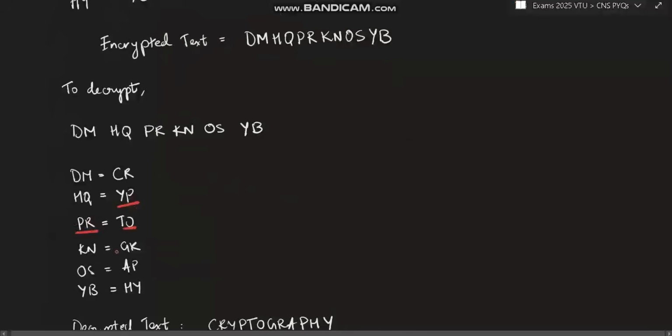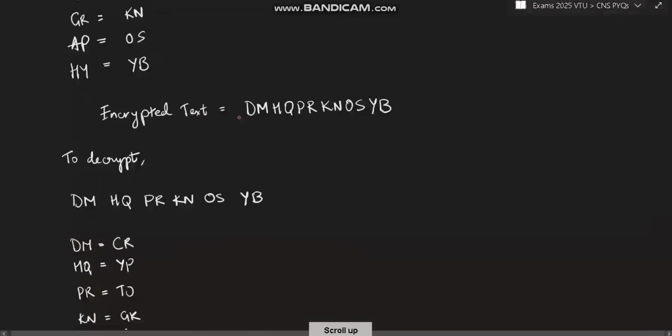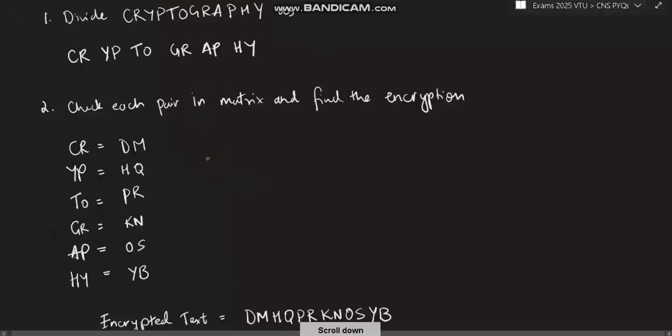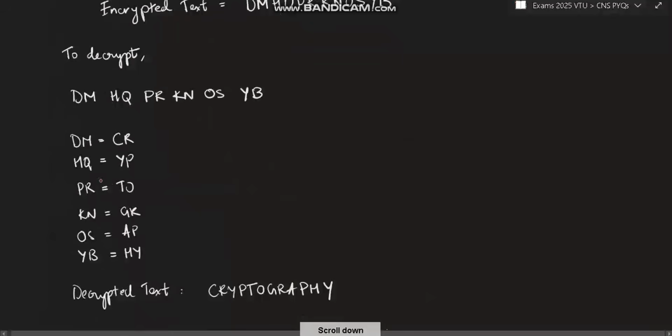Like that for PR we will get TO, KN we will get GR, OS we will get AP, but YB is in the same row. If you observe carefully, Y and B are in the same row, right? For decryption, we will be taking the previous letter. So Y will become H and B will become Y. So it will become HY. In this way, YB will become HY. So the decrypted text is again cryptography.